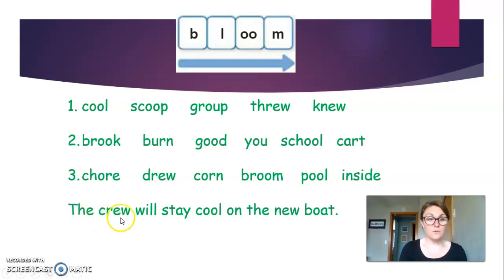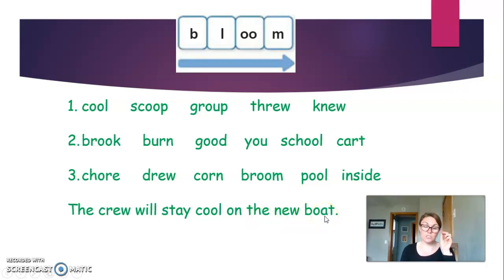The crew will stay cool on the new boat. That was choppy, but it was good practice. Let's read with fluency. The crew will stay cool on the new boat.